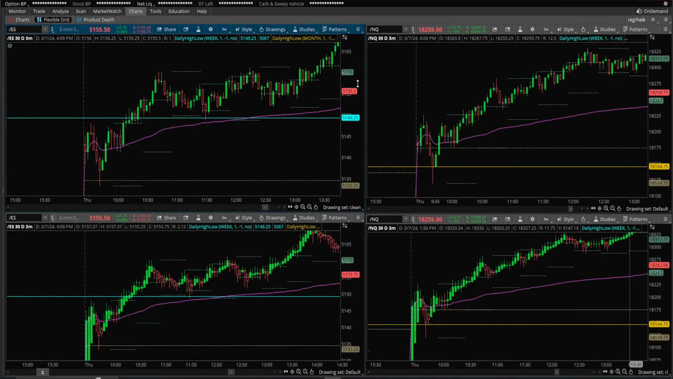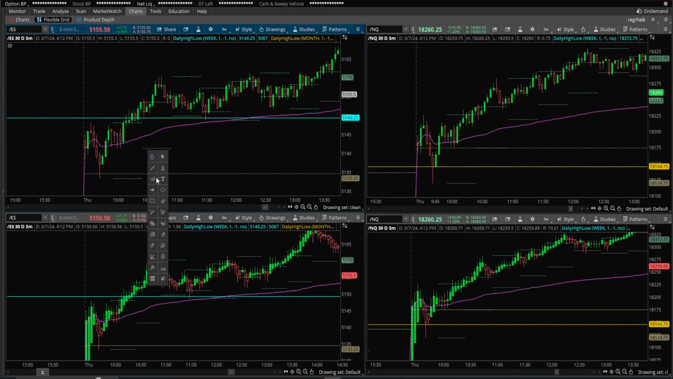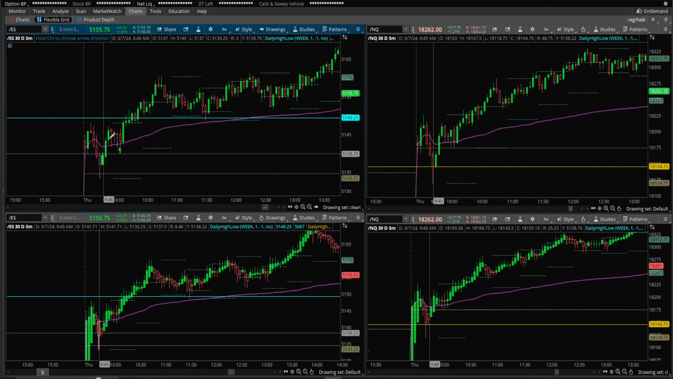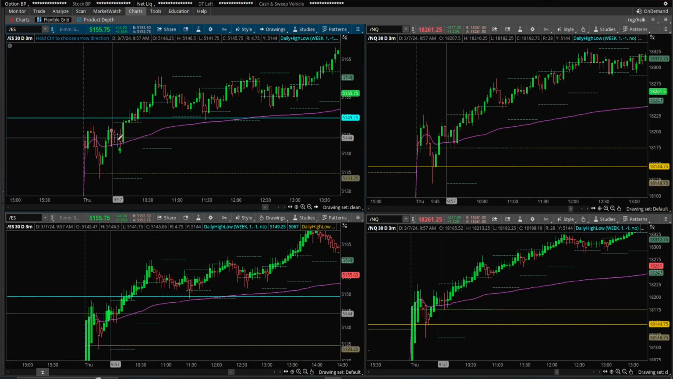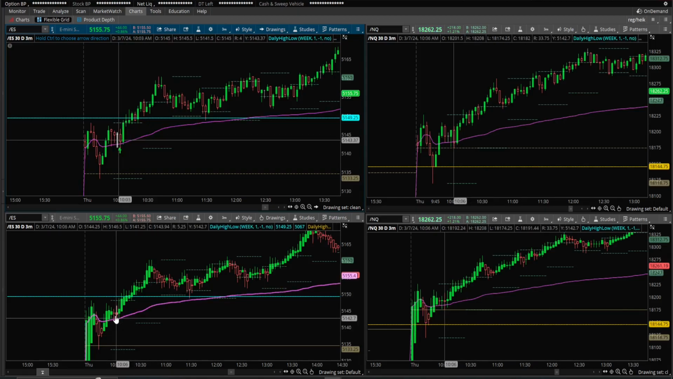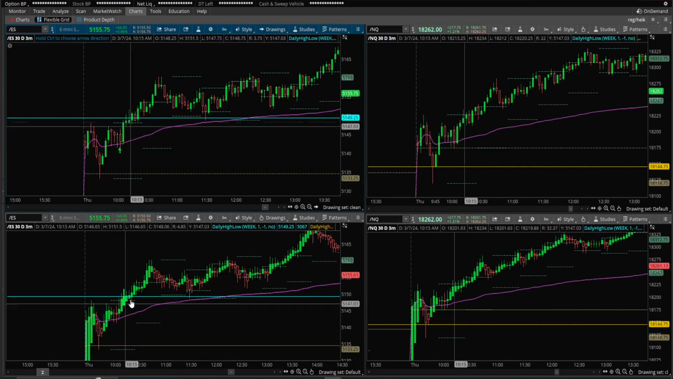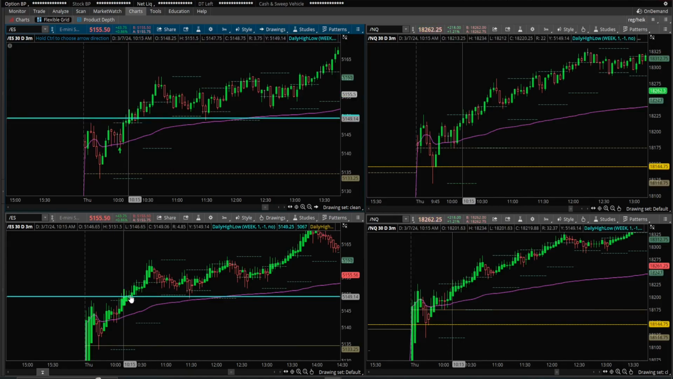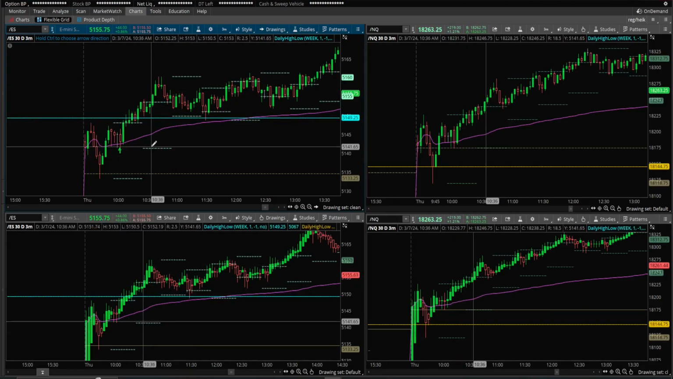So the first opportunity that I liked for long, as you can see, was right here, as we got that nice push up after bouncing off of yesterday's highs, pulling into VWAP, holding VWAP, getting a red to green trend reversal and a nice push up to last week's highs, and then a nice continuation play to the upside.